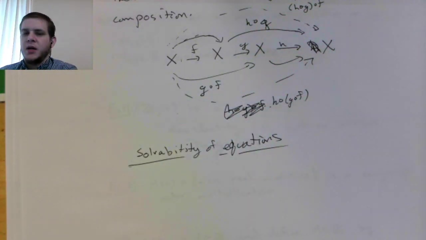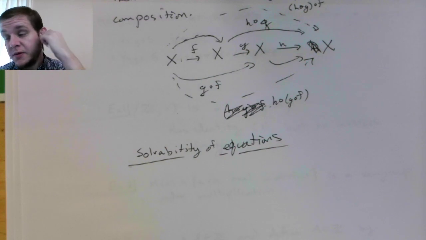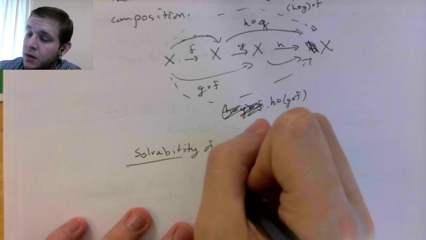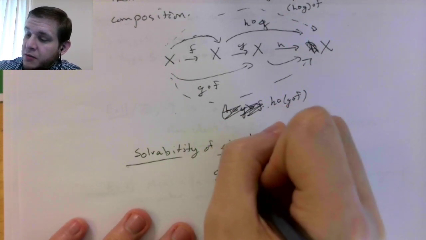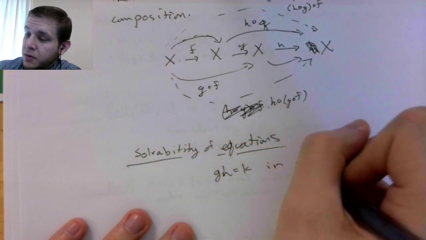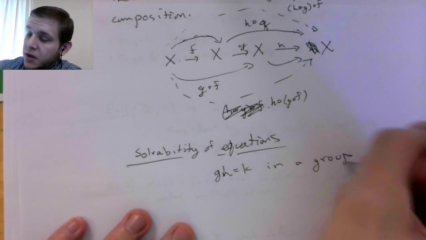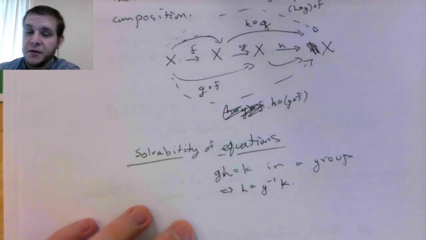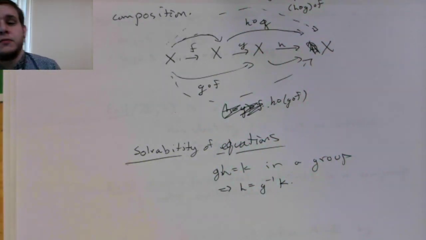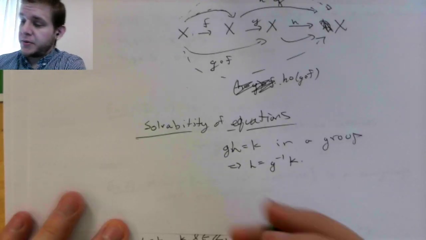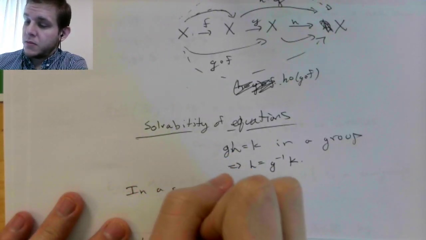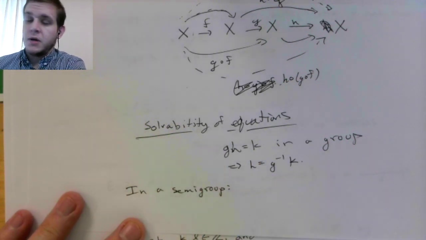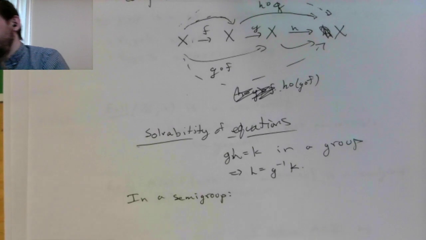So sometimes equations will never be solvable, right? If I know that gh equals k in a group, this will always imply that h is equal to g inverse k, right? If I wanted to solve for h. But in a semigroup, this is much more complicated. It's not quite as simple.